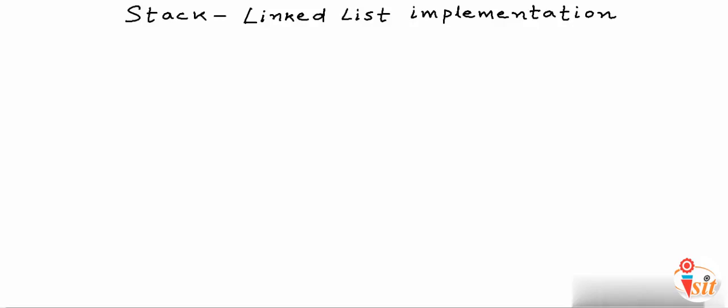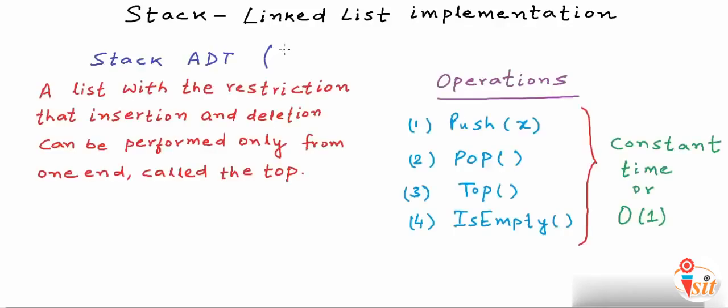Stack, as we know from our discussion so far, is called a last in first out data structure. Whatever goes in last in a stack comes out first. It's a list with this restriction that insertion and deletion must be performed only from one end, that we call the top of stack. And insertion in a stack is called push operation and deletion is called pop.